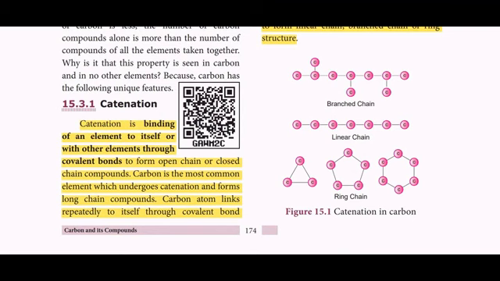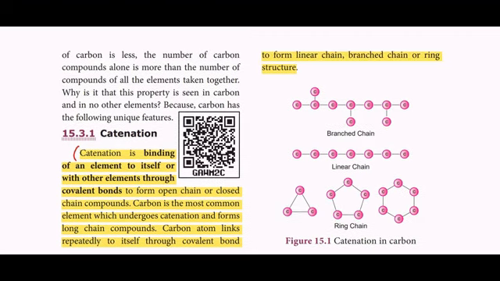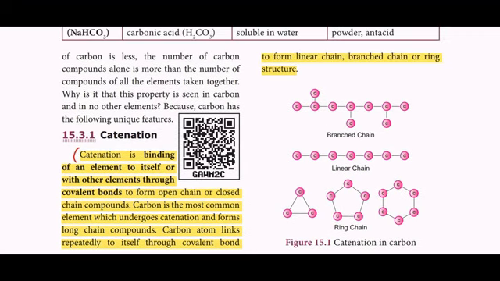So, catenation heading. Catenation is binding of an element to itself or with other elements through covalent bonds to form open chain or closed chain compounds. Carbon is the most common element which undergoes catenation and forms long chain compounds. Carbon atoms link repeatedly to itself through covalent bond to form linear chain and branch chain or ring structure.